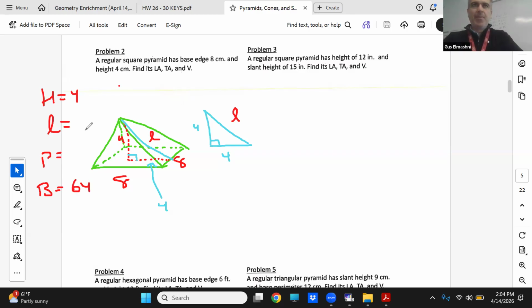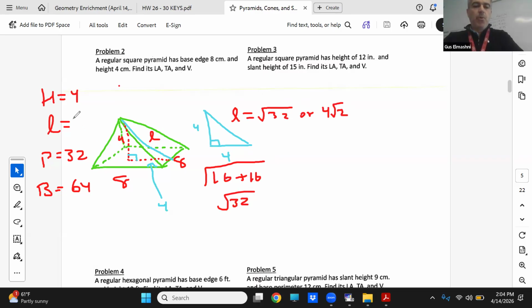What's the perimeter? That's easy too. 32. Okay, we're almost home free. So L is going to be a little bit crazy. What do you guys think? It's root 32, because you're doing 16 plus 16 and you're rooting it. So I totally agree, root 32. Can that be simplified? Is there a perfect square that's a factor of 32? So 4 root 2. Probably a little easier to write like that. It comes out a little cleaner. So 4 root 2.